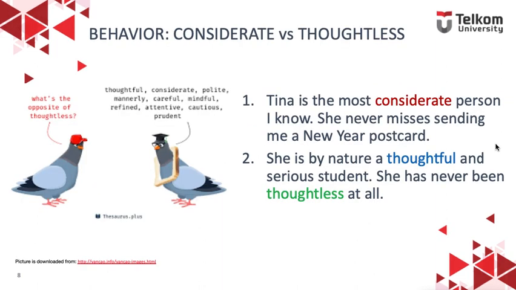Okay, now we are going to do another example of the behavior adjective. You could use considerate versus thoughtless. You know the meanings of this, right? You could search for it by yourself. The first sentence is, Tina is the most considerate person I know. She never misses sending me a New Year postcard. Or number two, she is by nature a thoughtful and serious student. She has never been thoughtless at all. Okay, which one is yours? Considerate or thoughtful or thoughtless?